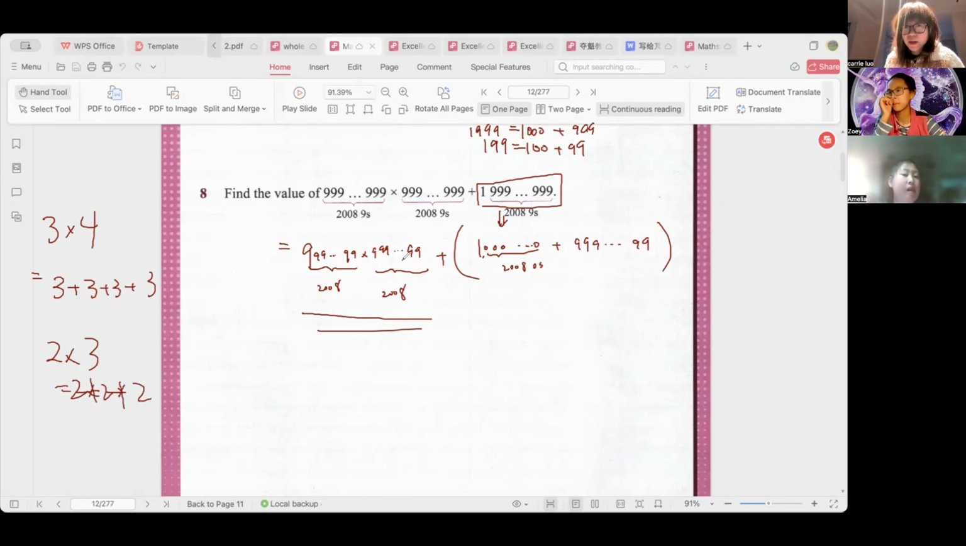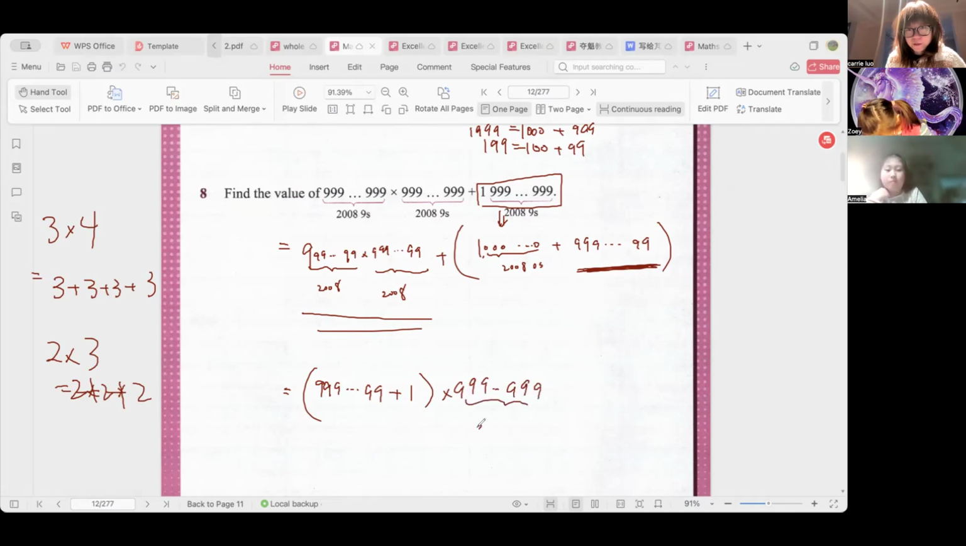So how many of the same thing? We have 9,000. So 999, a lot of 9s, 999 plus together. So this is 1,999. This is 2,008,999. So I can put them together equals what? Equals 999, 999 plus 1 times 999, 999, 2,089 plus 1,000, not 1,000, 1 and 2,008 zeros.